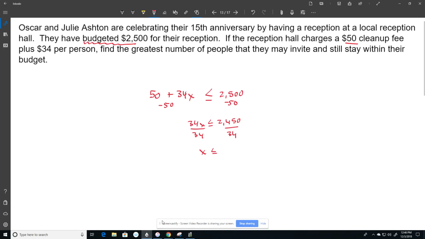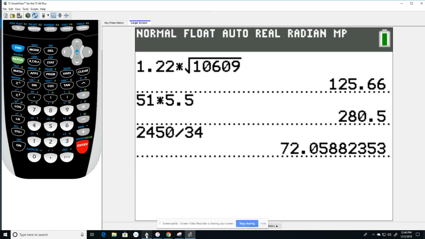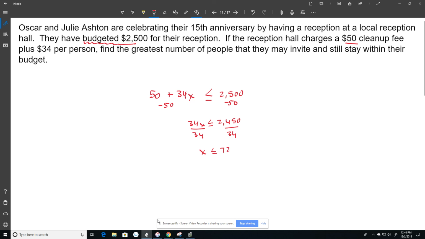This should be the only decimal you get all day. So what was it? 72.058, and so on. So x has to be less than 72.058. And if these are people that we're talking about, the most amount of people that they can invite is 72, because we have to be less than 72.058. So that's the greatest number that we can invite.